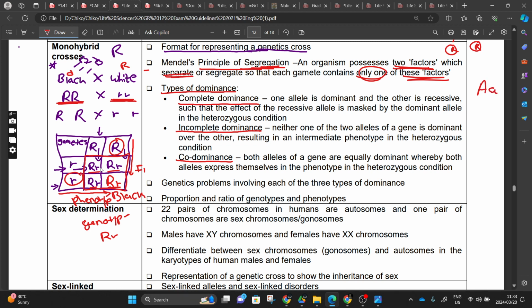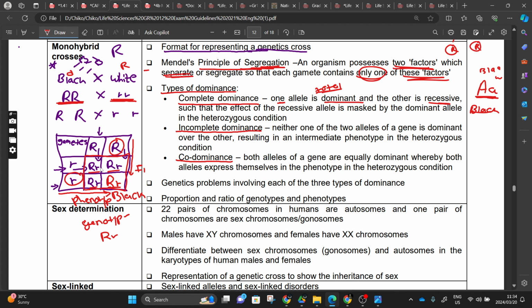We have capital letter A and small letter a. When we find a situation where one allele is totally dominant over the other, recessive one, it means that if capital A is coding for the color black and small a is coding for the color white, the offspring will always be black, because the A is dominant over the recessive. This one is complete dominance.